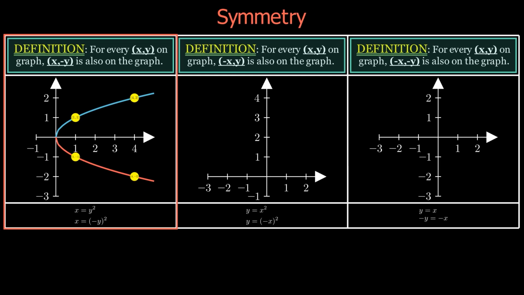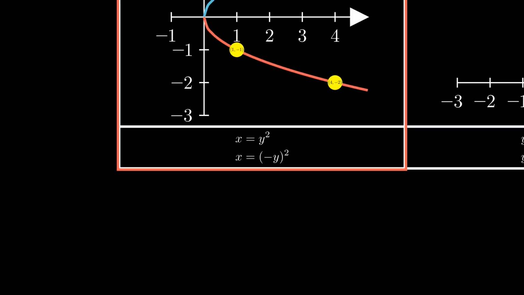We can also determine if the graph is symmetric with respect to the x-axis by examining its equation. If the equation remains the same when y is replaced with negative y, then the graph is symmetric with respect to the x-axis. In this case, this is indeed true because the square of negative y is equal to the square of y.